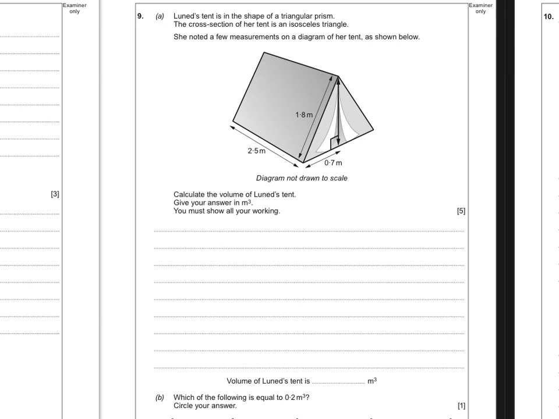Question 9, we've been told that Lunet's tent is in the shape of a triangular prism. The cross-section of her tent is an isosceles triangle, and she noted a few measurements on the diagram. Calculate the volume of Lunet's tent, give your answer in cubic meters, and we must show all our work.